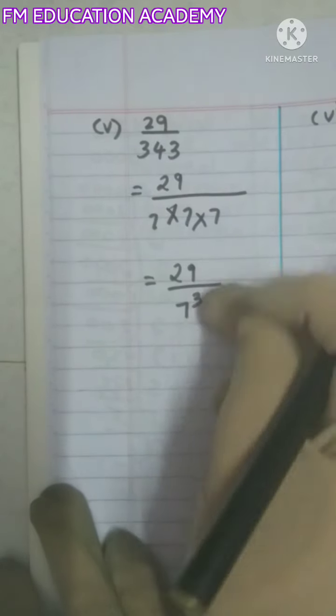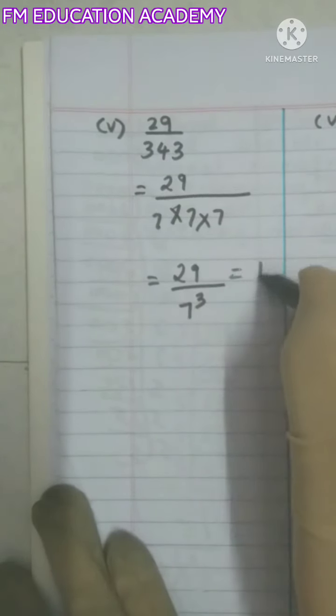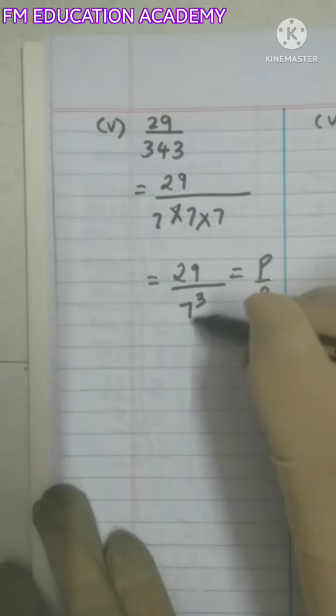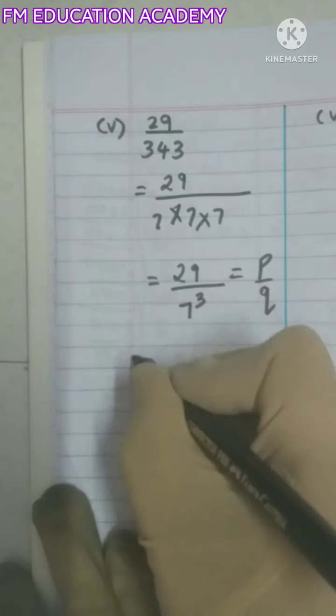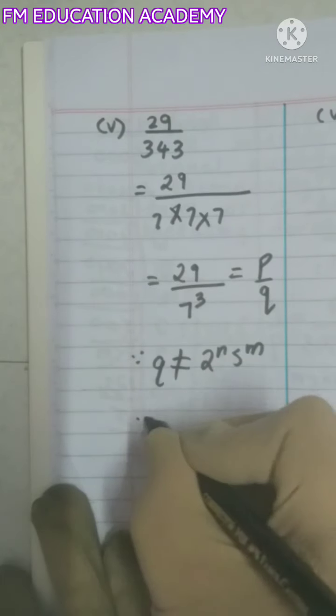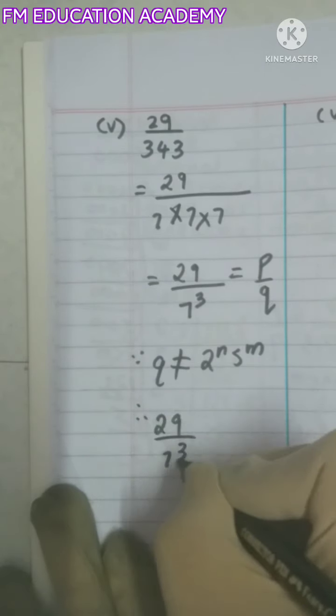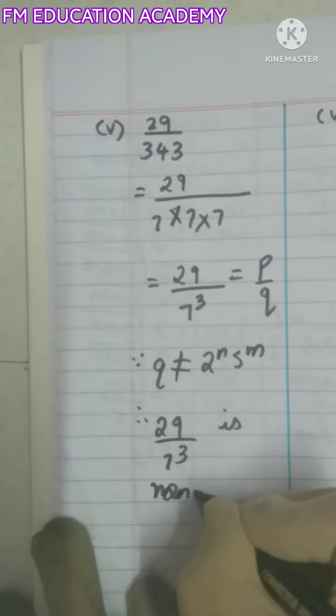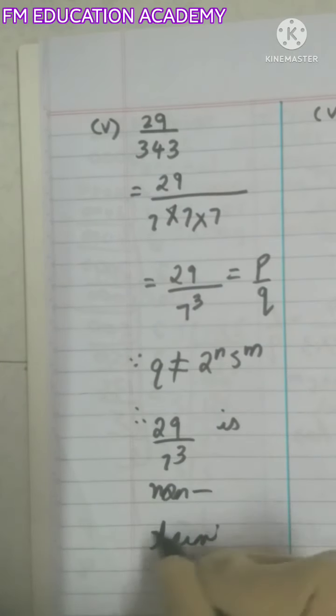Right. So does it have 2 in the denominator? No. Does it have 5 in the denominator? No. Does it have both 2 and 5 in the denominator? No. So since q is not of the form 2 power n into 5 power m, therefore 29 by 7 cube is non-terminating recurring.